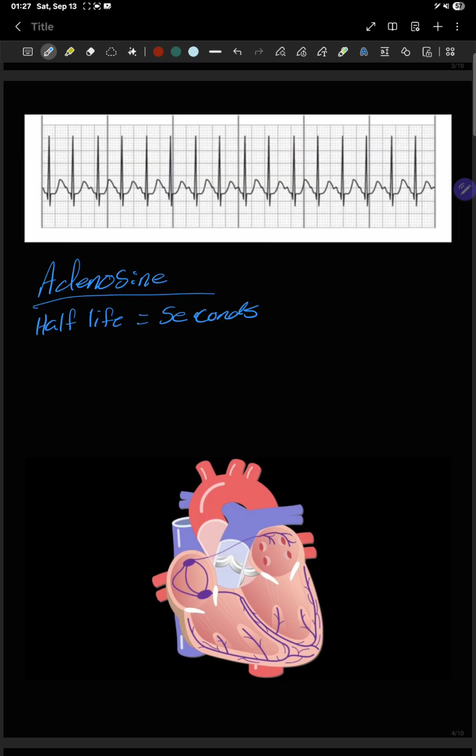So it's extremely short-acting. Extremely. Because remember how I was saying, we're causing high-grade AV block for a few seconds. Can you imagine if we had a half-life of 5 minutes? We'd be doing CPR on this guy. Okay, so we're going to be doing a half-life of seconds.